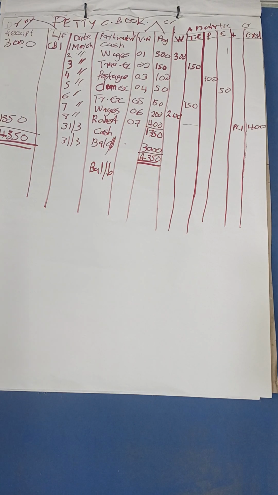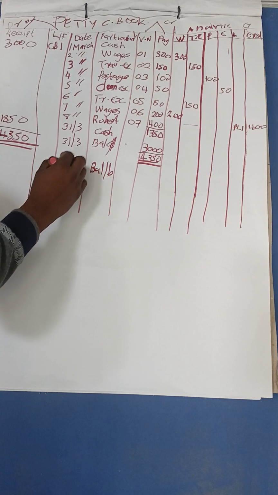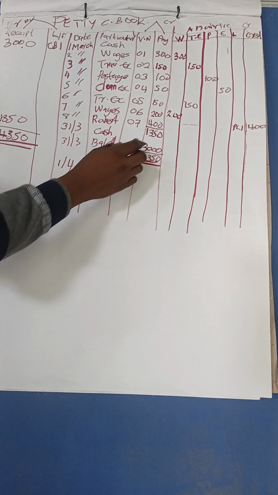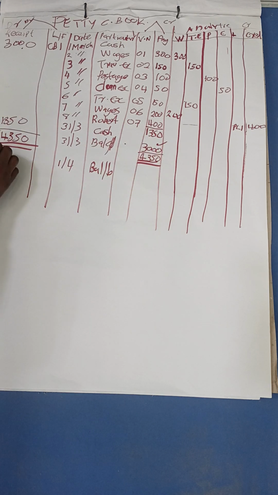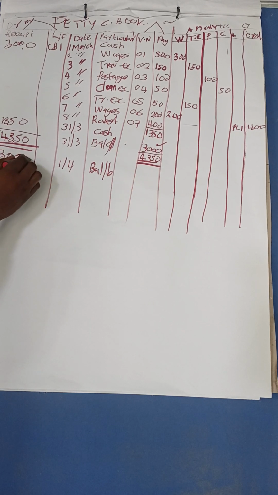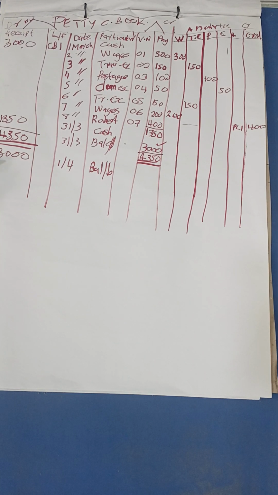So on the 1st April, the balance brought down, we are going to come with the balance carried down. The balance brought down is the balance carried down. Here, you can see there, 3,000. So meaning, when I am going to the month of April, I will go with this 3,000 in the month of April.